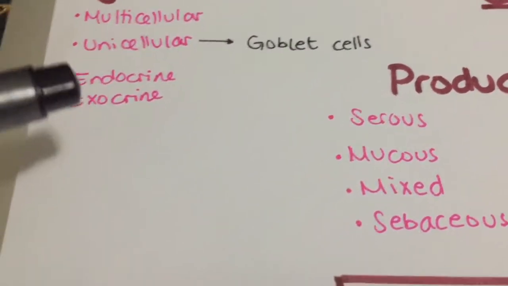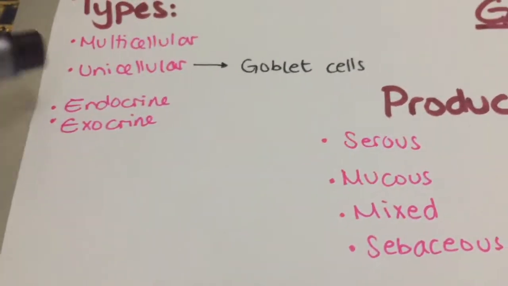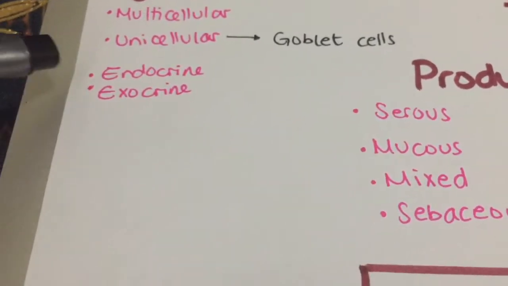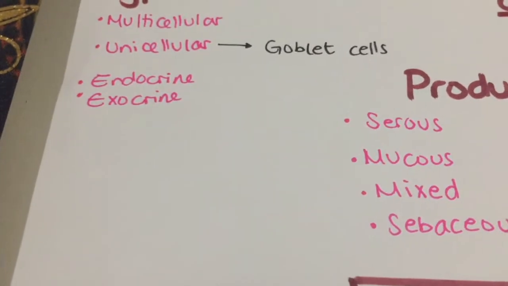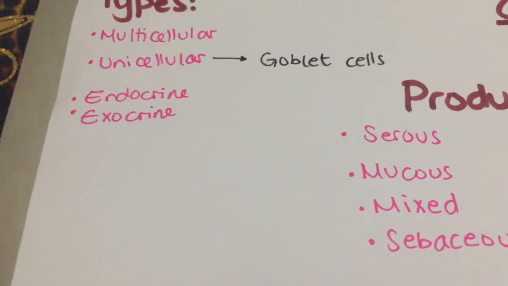We can also divide them based on whether they have a duct or not. There's endocrine and exocrine. Endocrine is going to be covered in its own chapter, so it's not part of epithelium. Exocrine is what we're going to be talking about in this video.